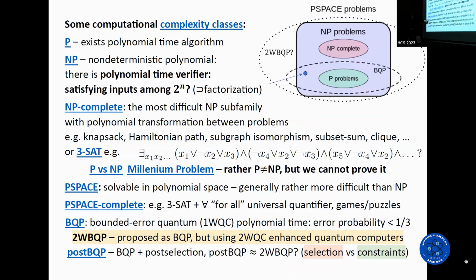Then there is BQP, solved by a quantum computer in polynomial time with some reasonable error probability. There is PostBQP by Aaronson, which is known to be able to solve such problems. What I'm saying is very similar to this PostBQP, so I call it two-way BQP, but I think it should be the same as PostBQP, using this postparation, adding this operation of postparation. Okay, so let's now look at some algorithms.